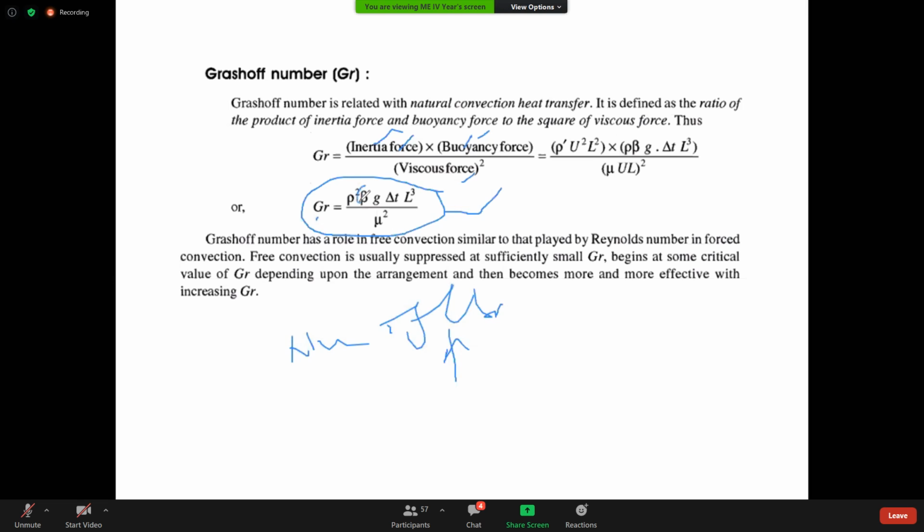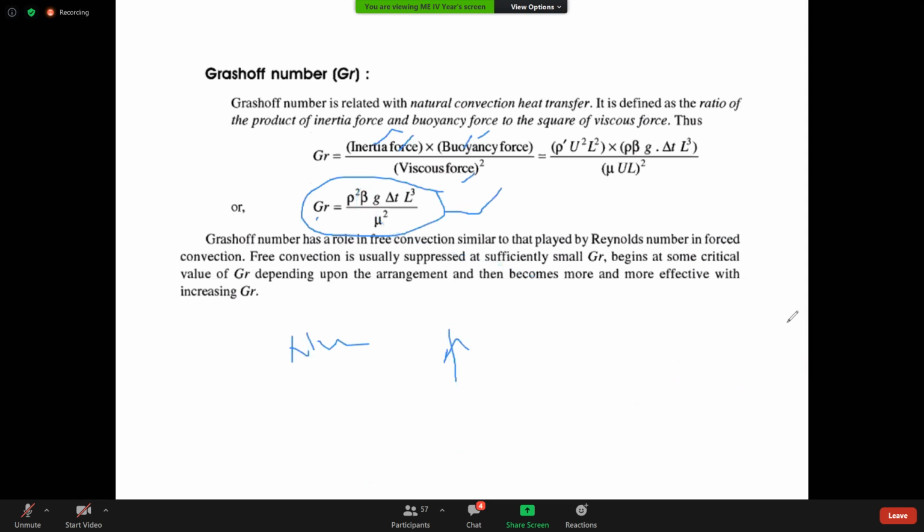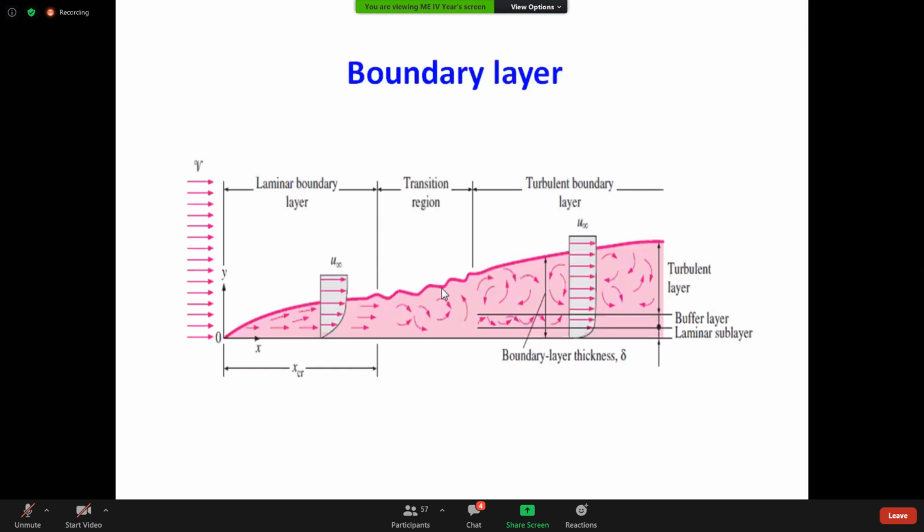In g beta, in the previous dimensional analysis problem, I said this beta is 1 by 273 plus Tf. Tf is the mean temperature. What is that mean temperature? For example, the surface over which the fluid is flowing: the fluid temperature is 20 degrees centigrade and the surface temperature is 100 degrees centigrade. The average of these two temperatures is called the mean temperature. This mean temperature plays a crucial role in taking the properties, in both forms of convection, not only natural convection. So these are some of the non-dimensional numbers which we can see. This topic I will discuss later.